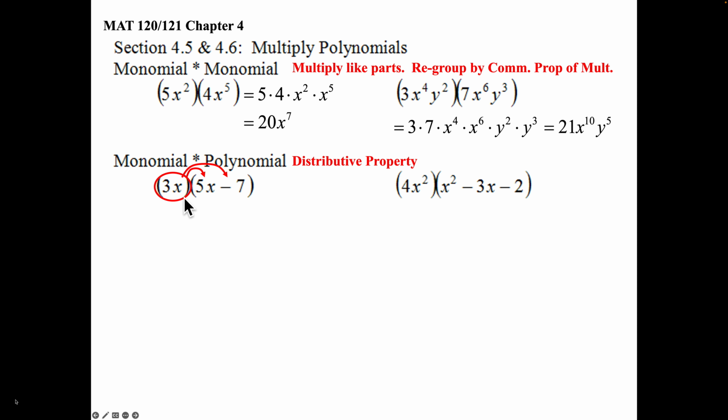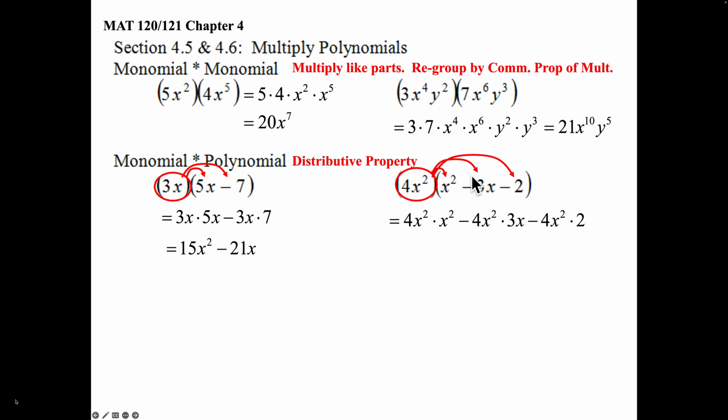So again, we're looking at 3x times 5x. Okay, think of that as 15x squared. 3x times the 7. The minus stays with the 7, becomes a minus 21x. If there's 3 terms, then we're going to draw 3 arrows to each term. 4x squared times x squared. 4x squared times the 3x, keep the minus sign. 4x squared times the minus 2, keep the minus sign.